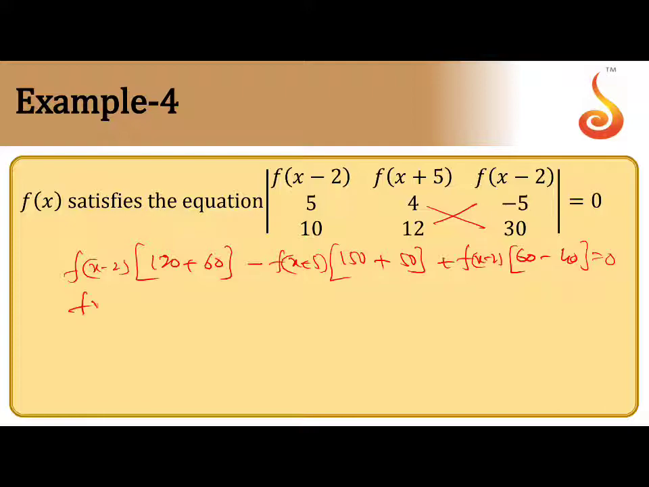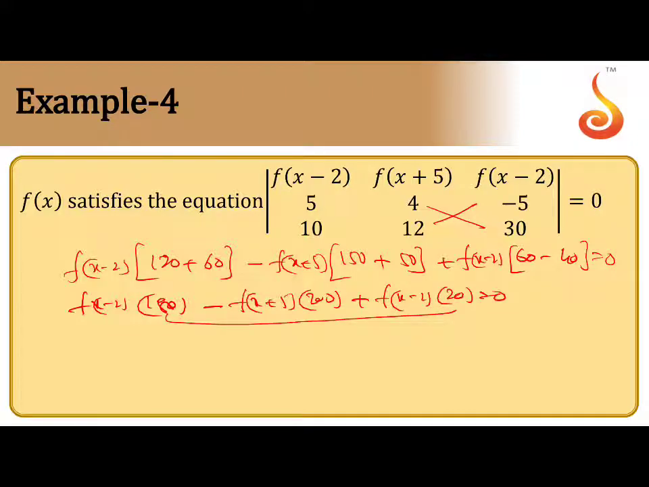Now let us simplify. f of x minus 2 into 180, minus f of x plus 5 into 200, plus f of x minus 2 into 20, equal to 0. So 180 plus 20 is 200 f of x minus 2, minus 200 f of x plus 5, equal to 0. So 200 cancels, and f of x minus 2 equals f of x plus 5.